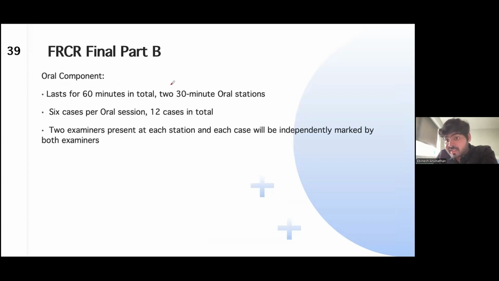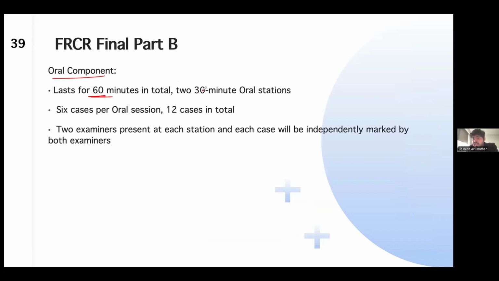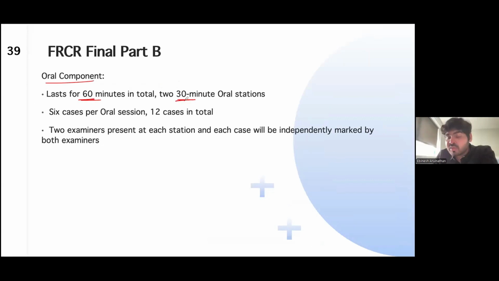And the most important, most difficult part of the 2B exam is the oral component or the Viva. In the Viva, you'll have 60 minutes. In 60 minutes, you'll take two stations, each station for 30 minutes, right? So you'll have station one and station two. Station one, you'll have 30 minutes, and station two, you'll have 30 minutes. In station one, you'll be shown 6 cases, and in station two, you'll be shown 6 cases, right?